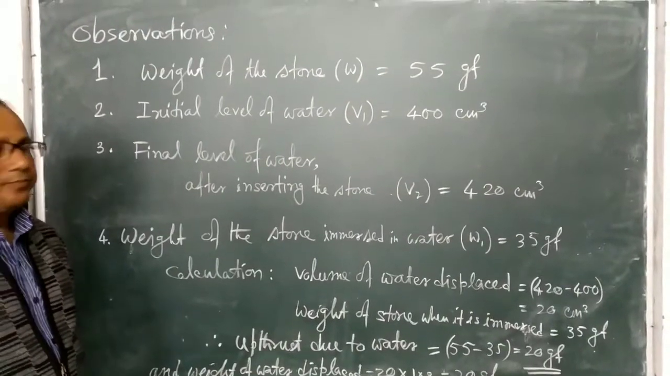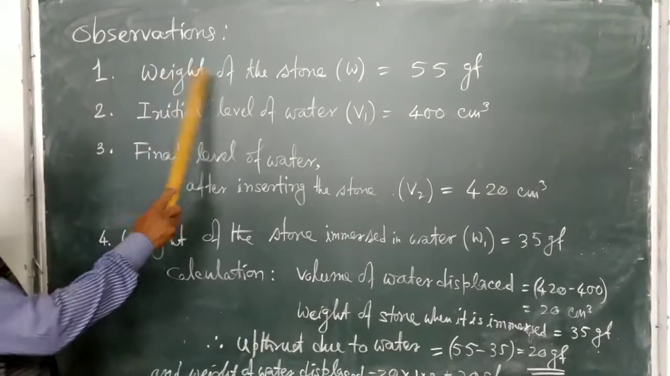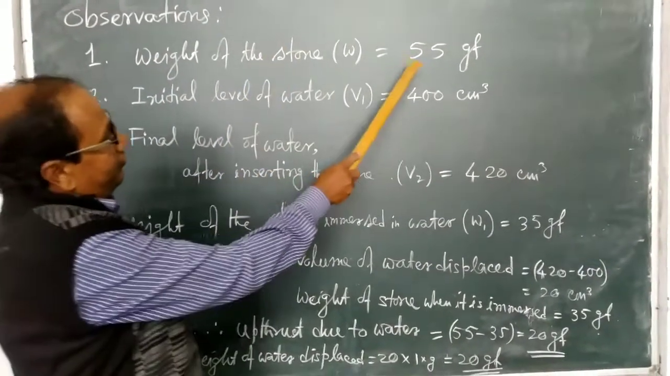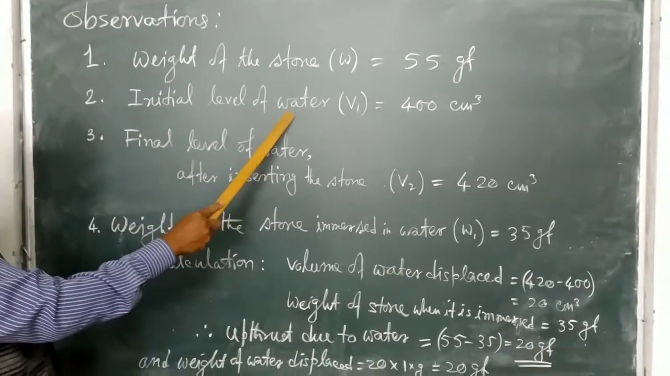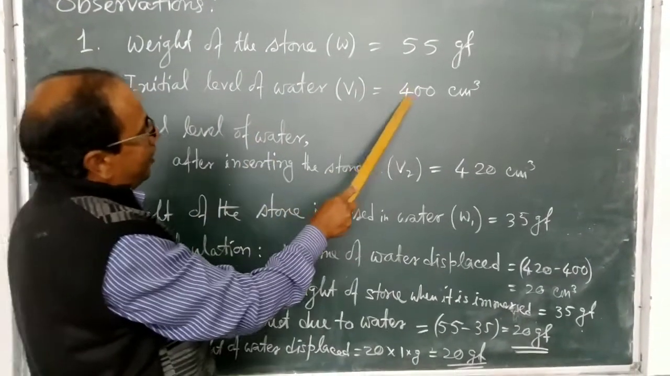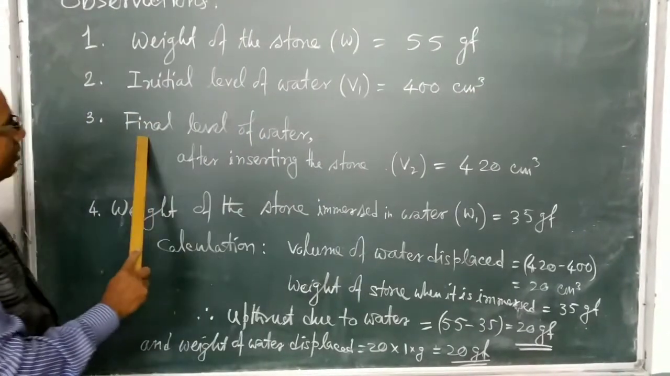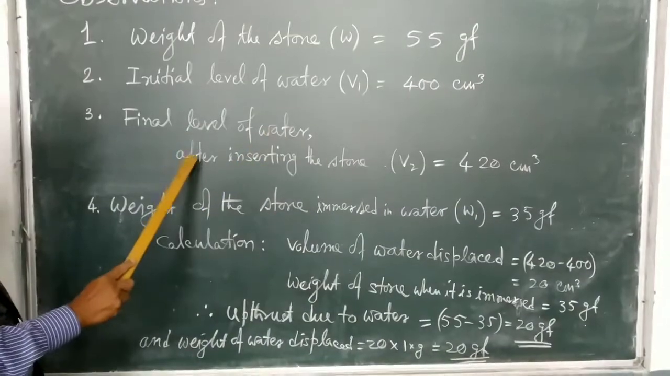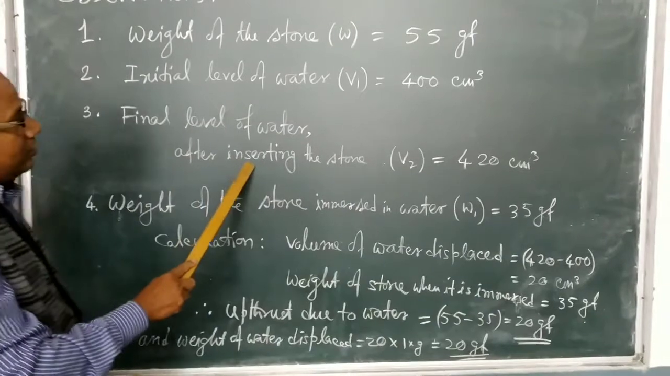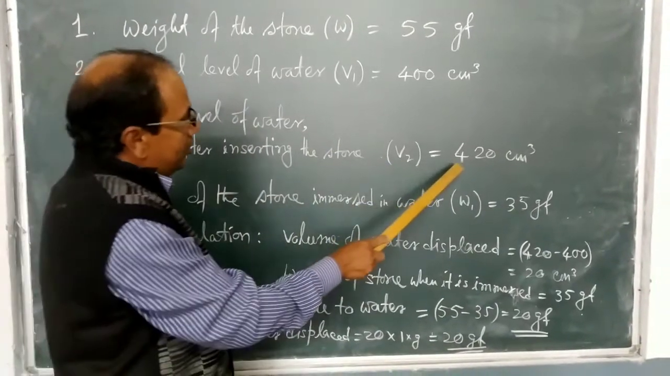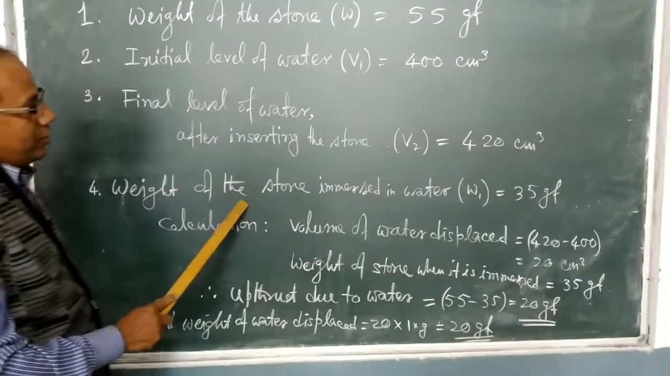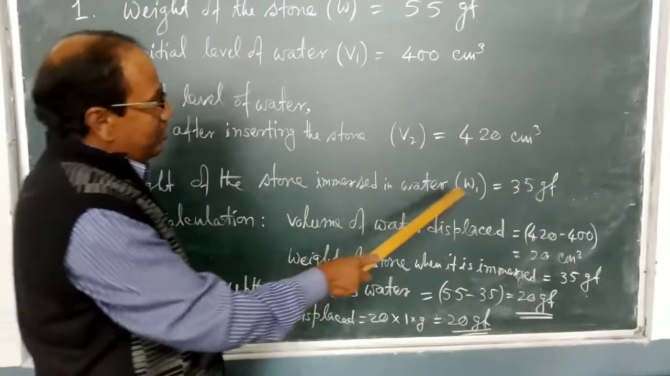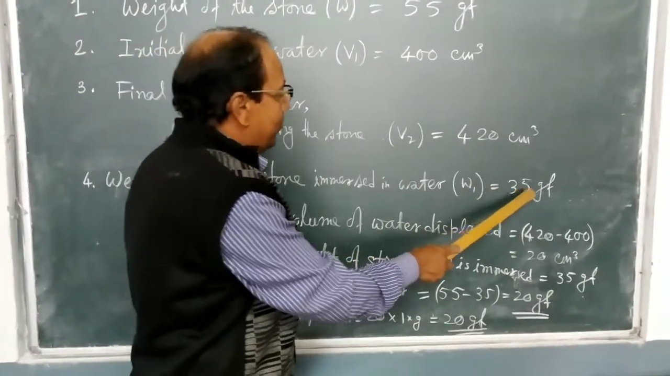In observation, we have seen the weight of the stone is 55 GF. Initial level of water in the measuring cylinder is 400 centimeter cube. Final level of water when the stone is immersed in water is 420 centimeter cube. Weight of the stone when it is immersed in water, that is W1, equals 35 GF.